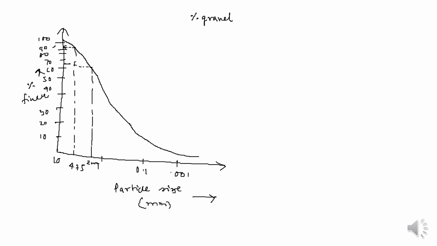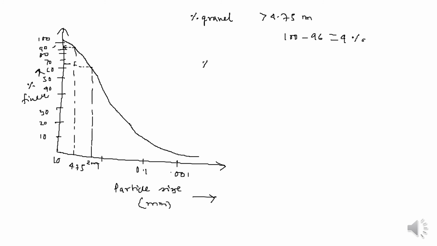According to the IS code, the percent gravel is when the particle size is greater than 4.75 millimeter. From the table we see that 96% is finer than 4.75 millimeter. So what are my particles which are greater than 4.75? Definitely 100 minus 96, so 4% is my gravel fraction.